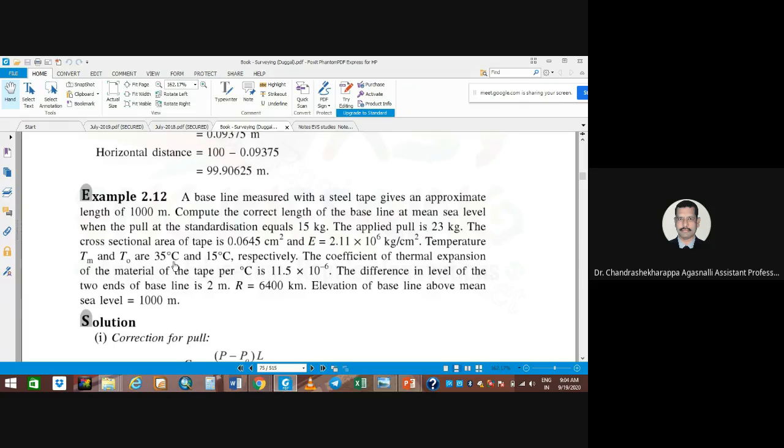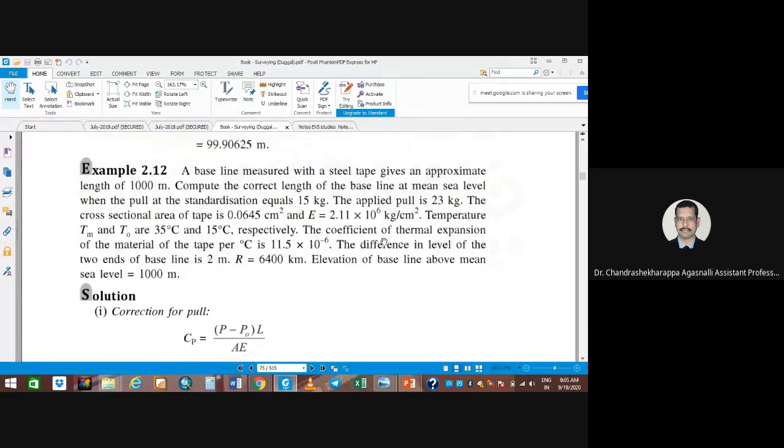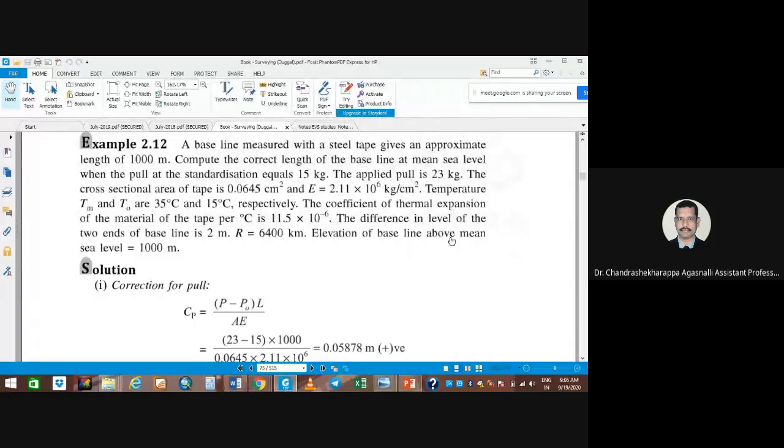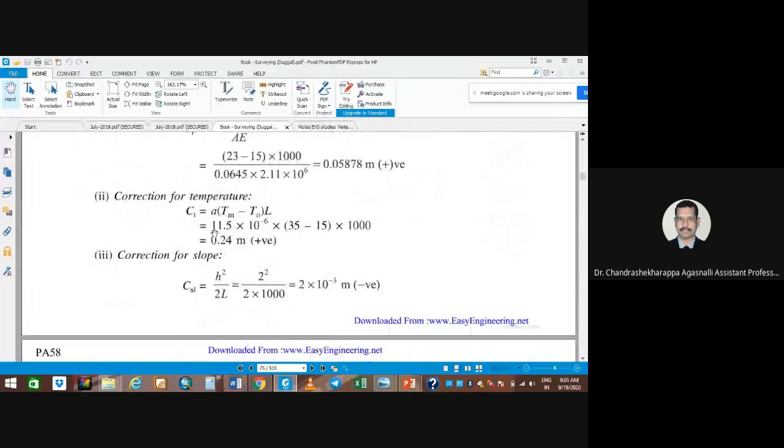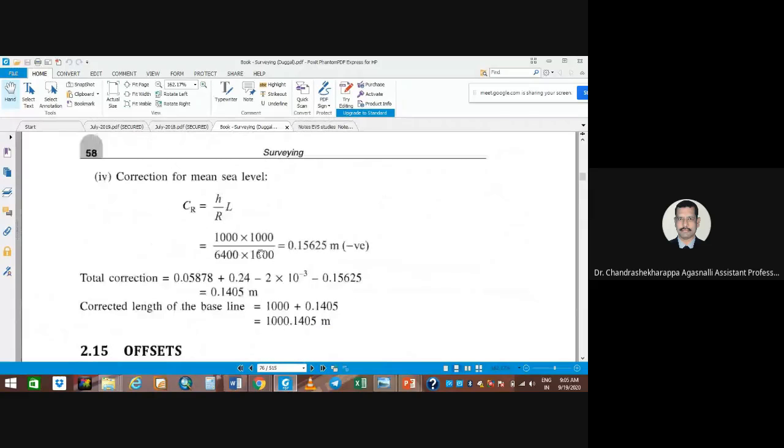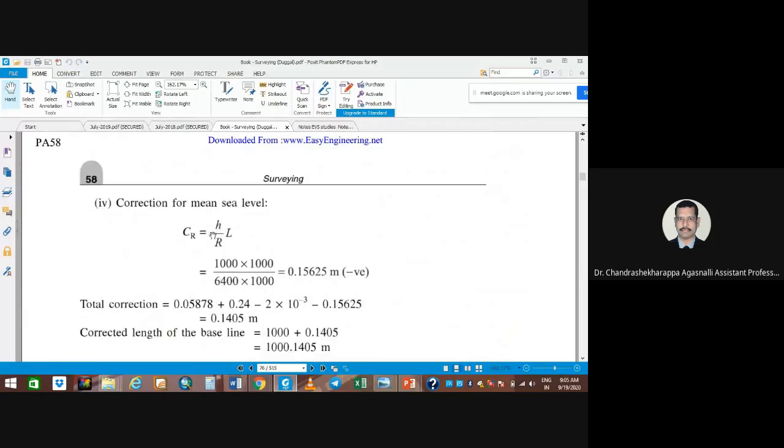Temperatures Tm and T0 are 35 and 15 degrees centigrade respectively. The coefficient of thermal expansion of the material of the tape per degree centigrade is 11.5 multiplied by 10 to the power of minus 6. The difference in elevation of the two ends of the base is 2 meters only. The radius R is 6,400 kilometers, and the elevation of the baseline above mean sea level is 1,000 meters. With all the formulas we used so far, you can easily solve this problem.